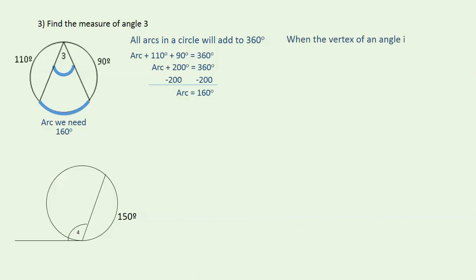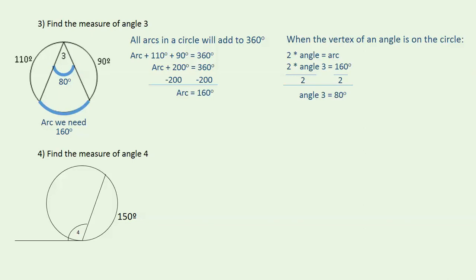Now, when the vertex of an angle is on the circle, 2 times the angle will be the arc. So if we take 2 times angle 3, it's going to equal the 160 degrees we solved for. Dividing both sides by 2, we find that the measure of angle 3 is 80 degrees.